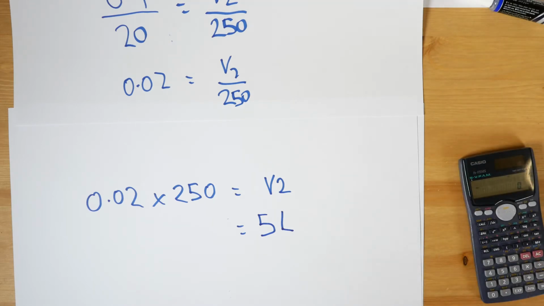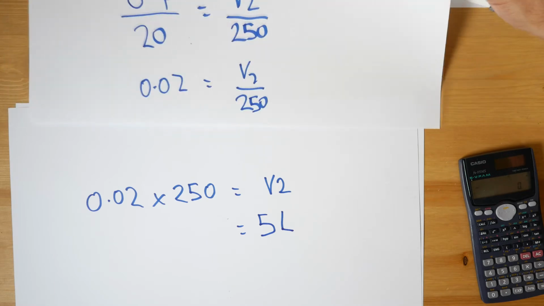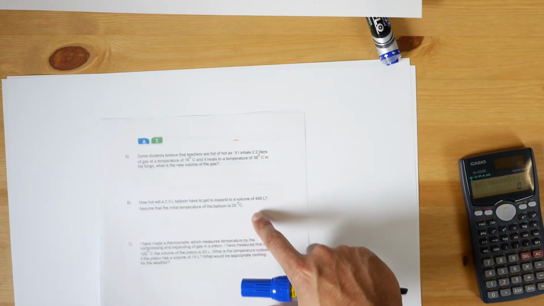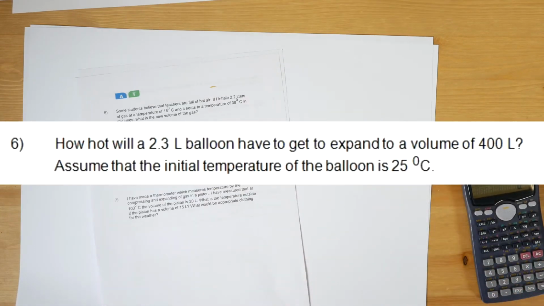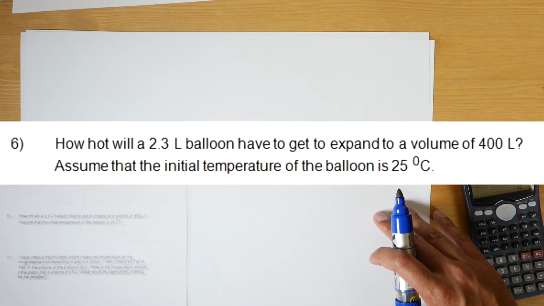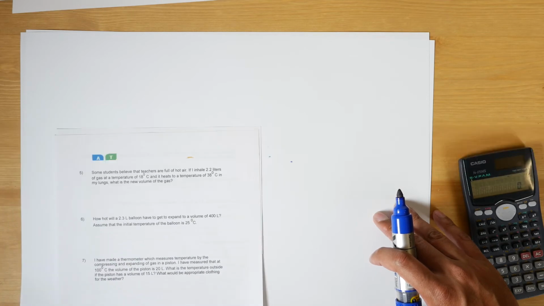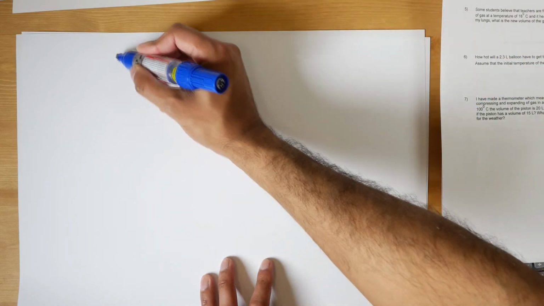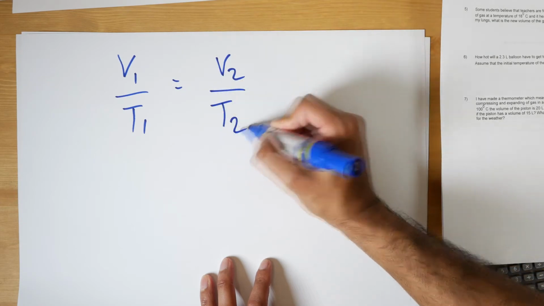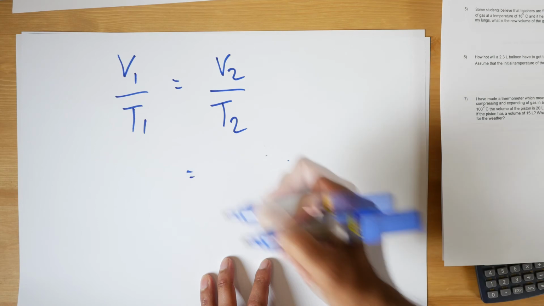Okay, let's have a look at another question, preferably one which works out temperature. Let's look at question number 6. How hot will a 2.3 liter balloon have to get, so they're asking for T2, to expand to a volume of 400 liters? Assume initial temperature, that's T1, is 25 degrees centigrade. We start off with our equation. V1 over T1 equals V2 over T2. Remember, it's 1 mark just for this, so make sure you put it in.